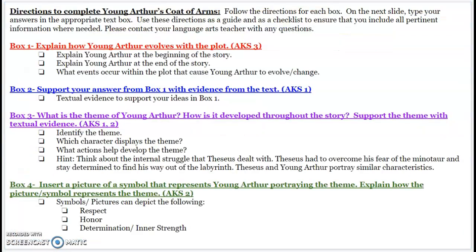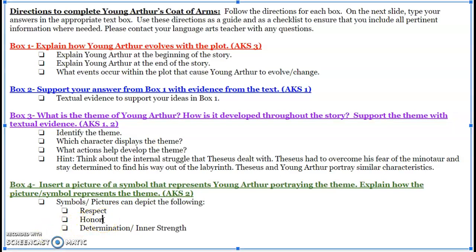Box 4, you're going to insert a picture of a symbol that represents young Arthur portraying the theme. Explain how the picture or symbol represents the theme. Okay, this you will be allowed to Google symbols for respect, honor, even loyalty. And actually, I'm going to put that right here for you. Okay, loyalty. So you guys will Google some representations, some pictures that depict that, but then you also have to explain how this picture represents the theme.